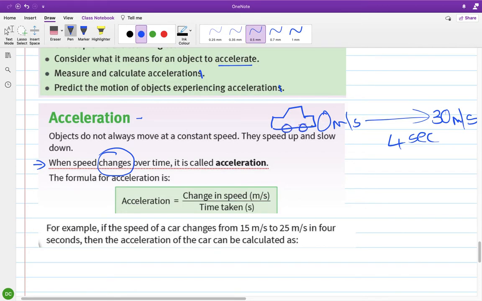It's my car. So my car is sitting here at the traffic lights, and then I'm sitting in my car and I hit the accelerator and I speed up to 30 meters per second and it takes 4 seconds. I have accelerated. I think you would all agree with me.